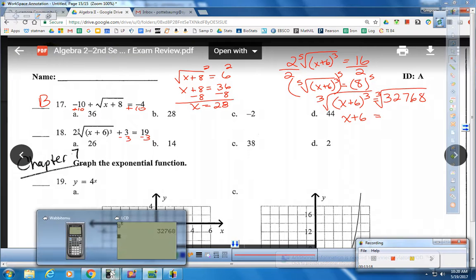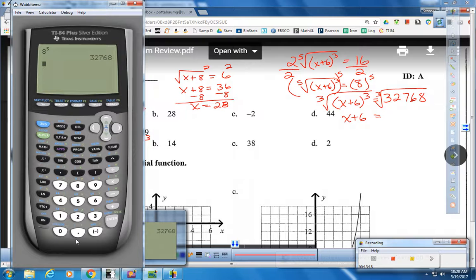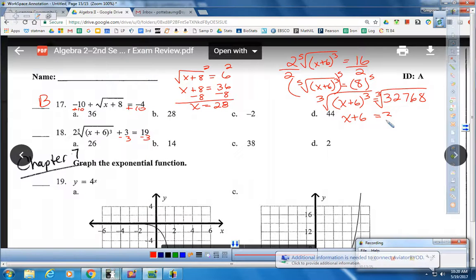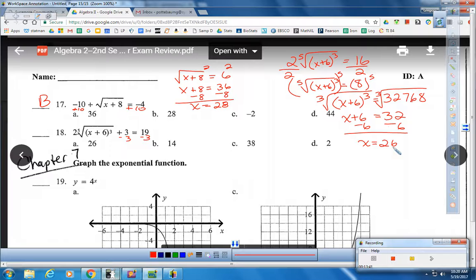So I'm going to come back, and this is where I love these calculators, because I can do the cubed root by hitting math, and it's number 4. There's the cubed root. And then instead of retyping that in, I can just hit second and the minus sign, and it puts the answer from the previous one in. So that's 32. Minus 6, I get x equals 26. So that's A. All right, so that's chapter 6.